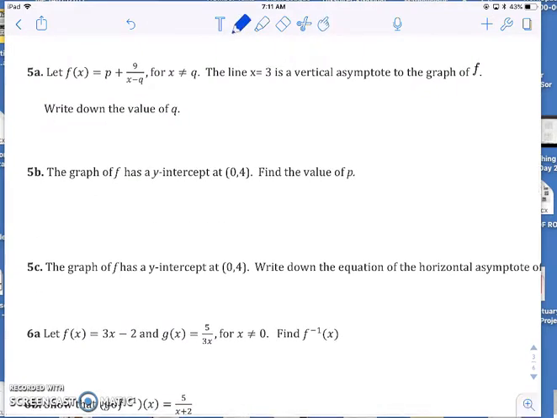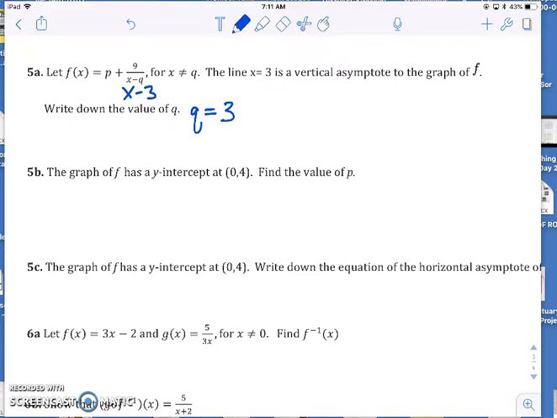So number 5. Let f of x equal p plus 9 over x minus q, when x can't equal q. The line x equals 3 is a vertical asymptote. Write down the value of q. Well, our vertical asymptotes come from the denominator, so q has to equal 3. Because then on the bottom we'd have x minus 3, so we'd say our vertical asymptote is 3.